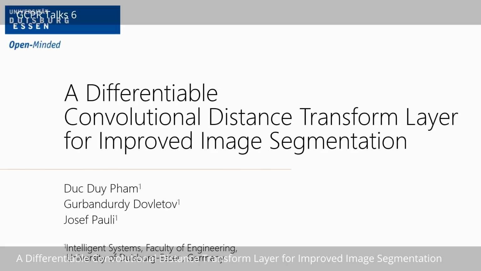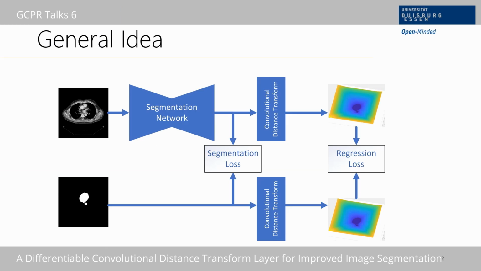Hi everyone. In our contribution, we would like to discuss the idea of incorporating the distance transform into deep learning architectures for regularization purposes to improve the image segmentation quality. Particularly, we follow Karam et al.'s derivation of a convolutional distance transform and embed this differentiable approximation in a cascaded form into the learning pipeline.